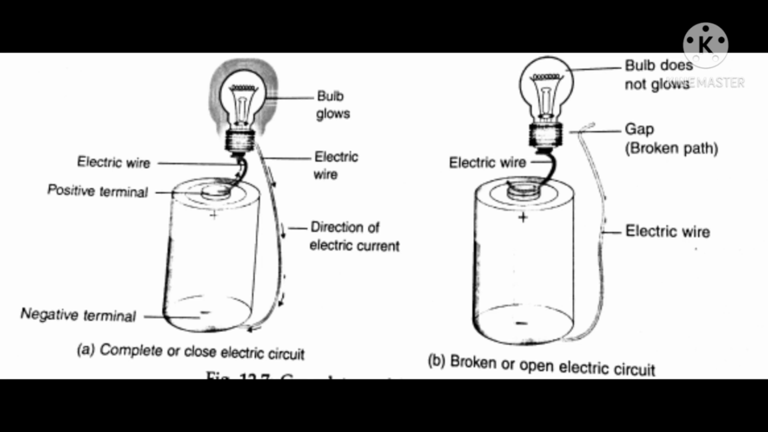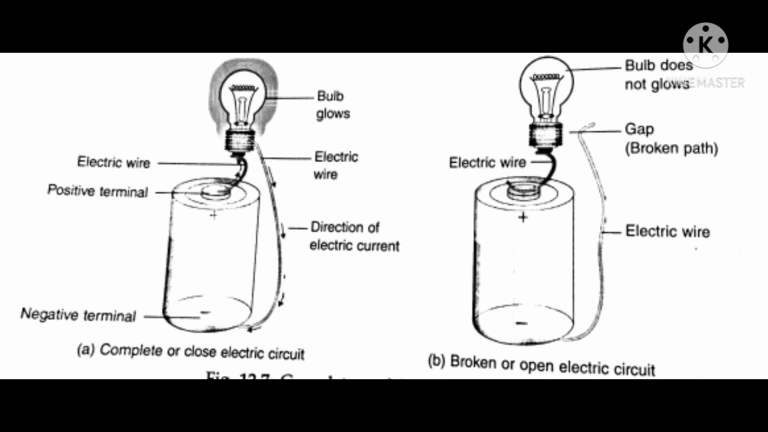We connected the positive terminal of the cell to the metal tip of the bulb and the negative terminal of the cell to the metal case of the bulb using electric wire. This arrangement formed a path along which the electricity could flow. Such an arrangement is called an electric circuit. We can say that an electric circuit is a path along which electricity can flow.